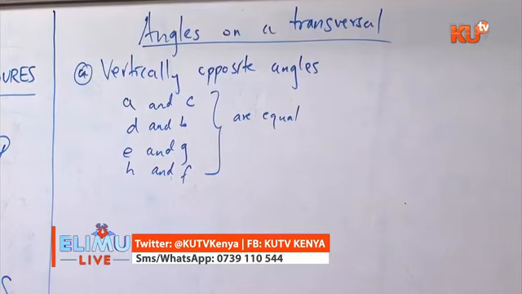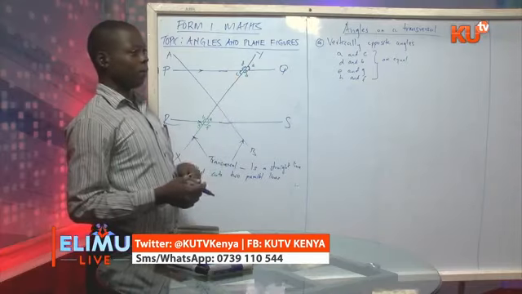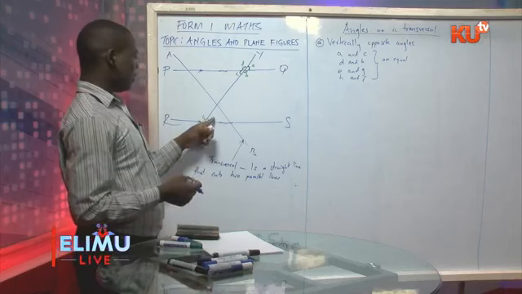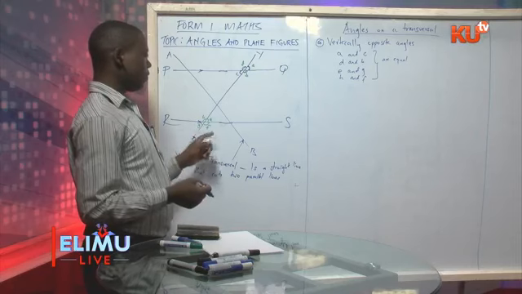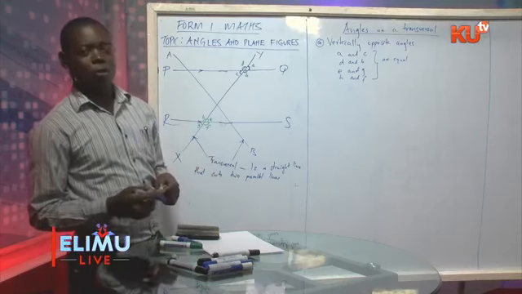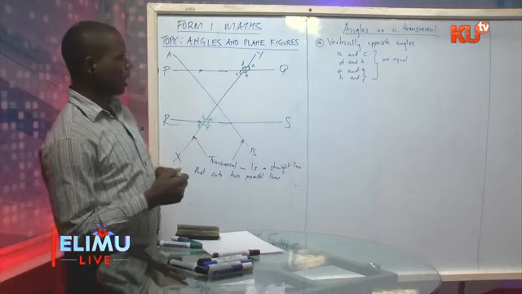When discussing vertically opposite angles, they are always equal. So if, for instance, this is 40 degrees, then I expect C again to be 40. If I have this as 70, then this will be 70. If this is 50, this will be 50, because they are always equal. So that's the first set of angles, vertically opposite angles.